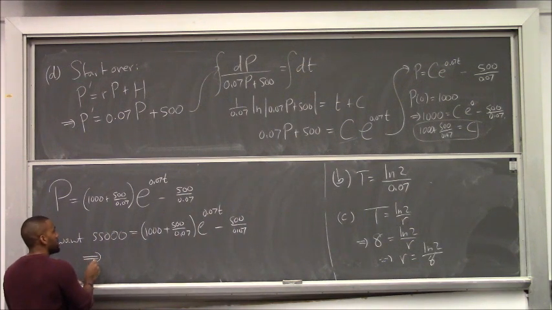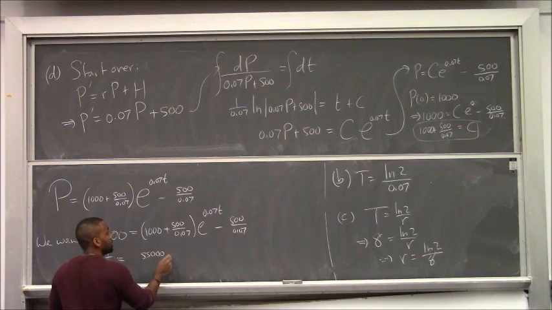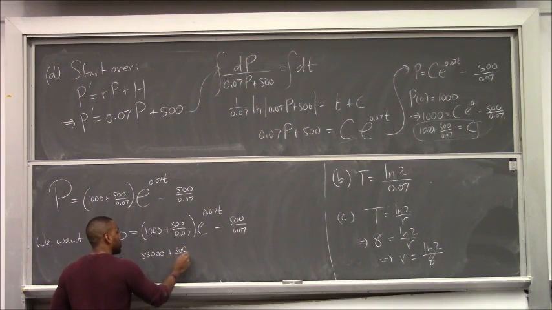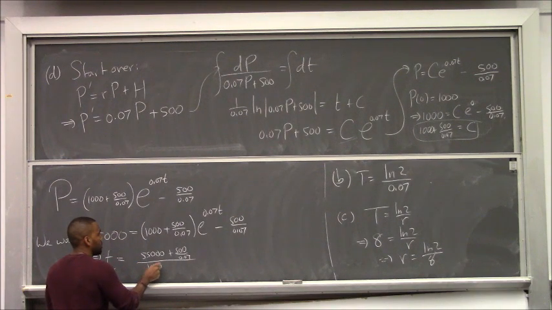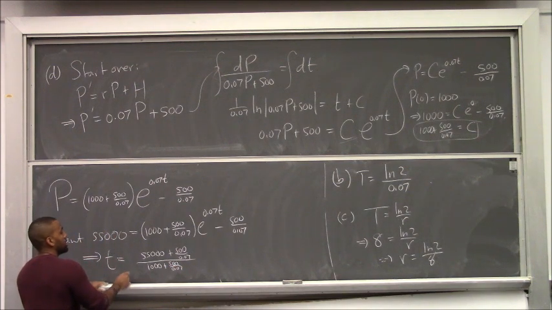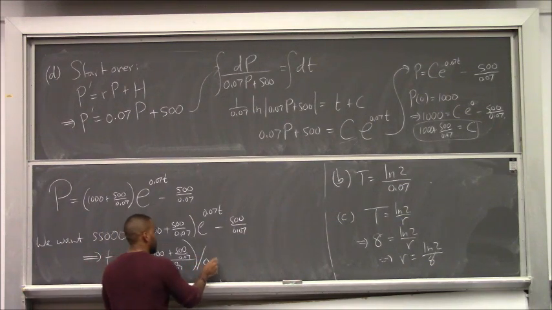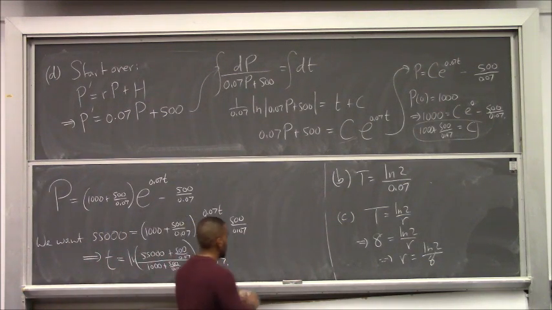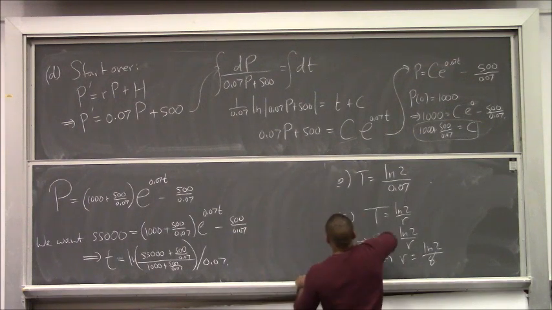So this is going to mean your t is going to be equal to, can we do this in one shot? 55,000 plus 500 over 0.07, divided by 1,000 plus 500 over 0.07, and then I'm going to take the log of this and divide it by 0.07. And then you're going to cancel the 500. On a test, you leave it like that. I'm not going to encourage it, but I'm about to commit a blast.